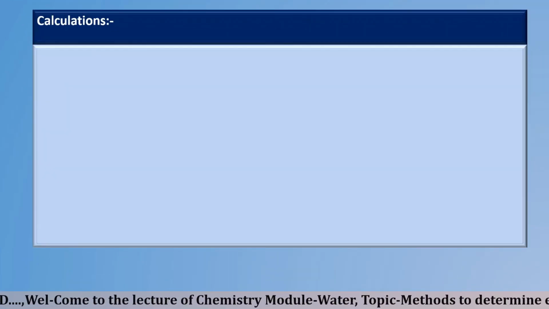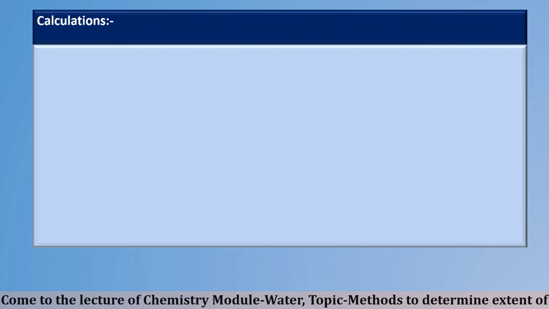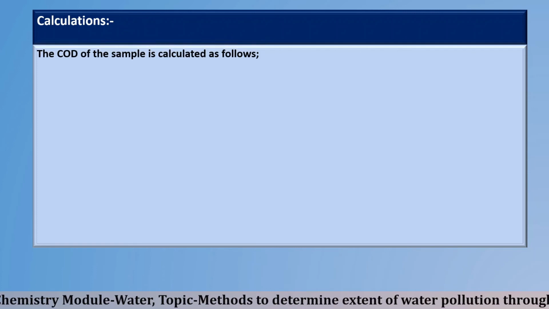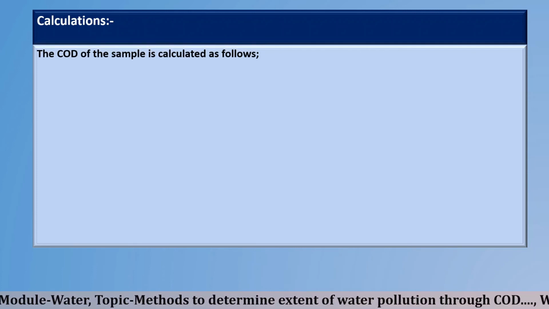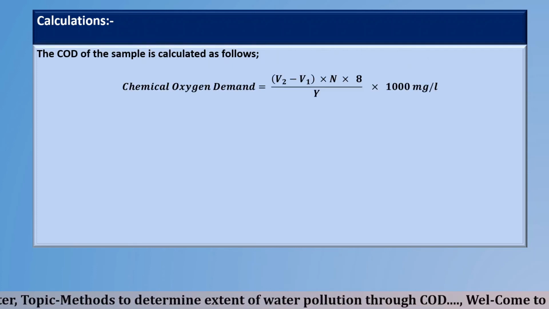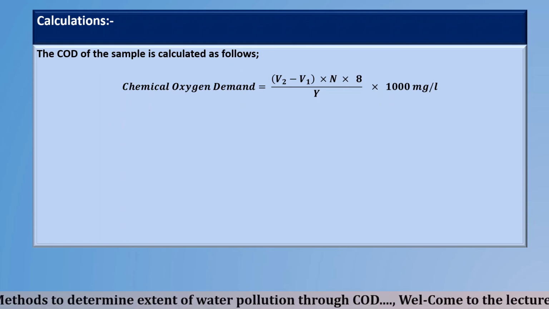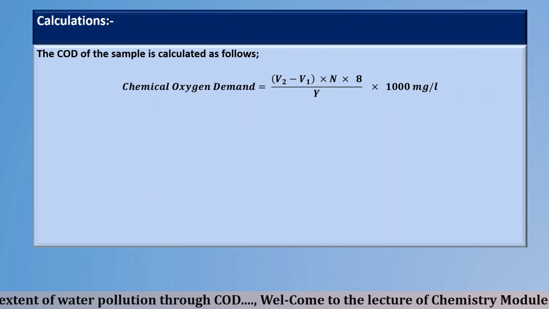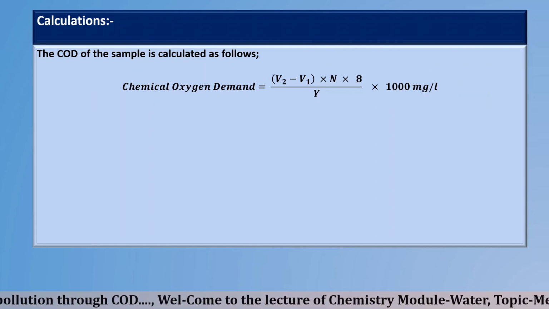Whatever readings are obtained in the back titration and blank titration, by considering that reaction, we calculate the chemical oxygen demand of a sample. So this is the formula for COD: (V2 minus V1) into N into 8 into 1000 upon Y. The unit is milligrams per liter or parts per million.